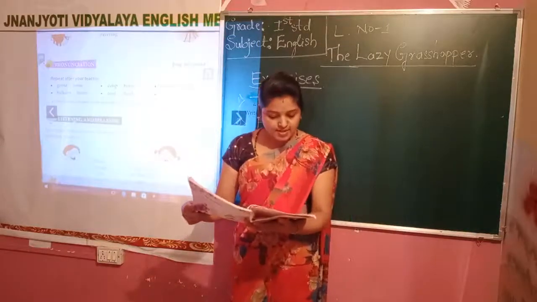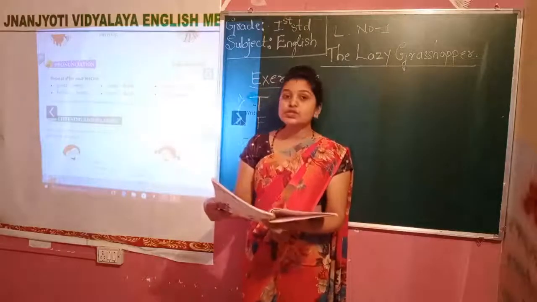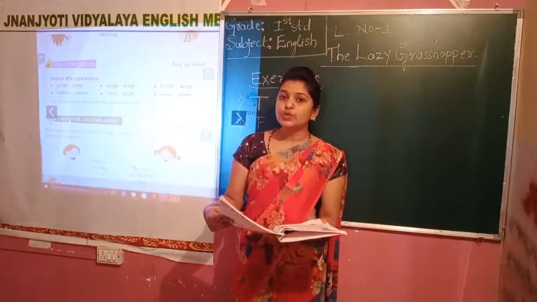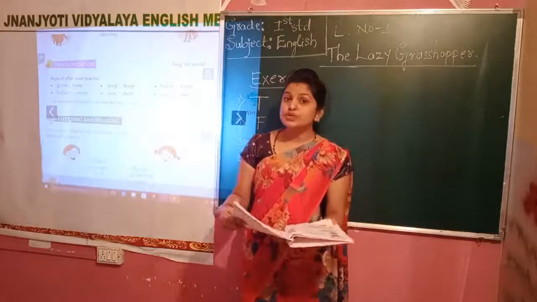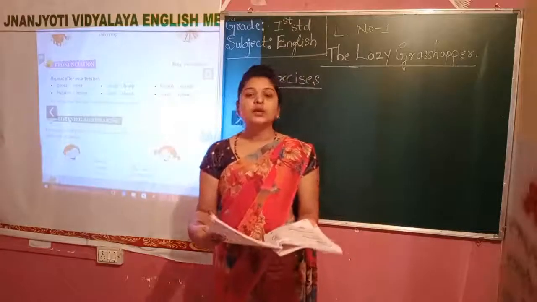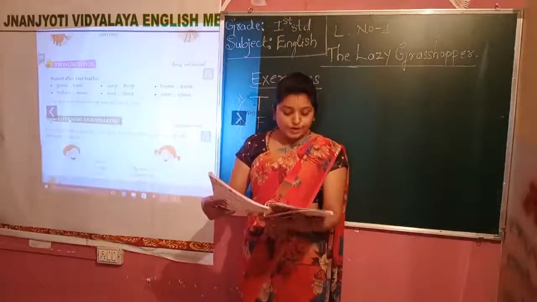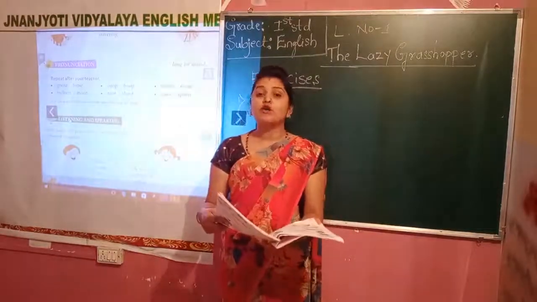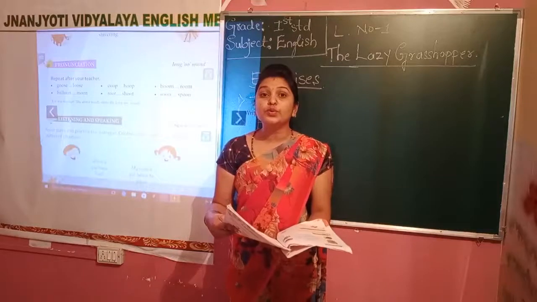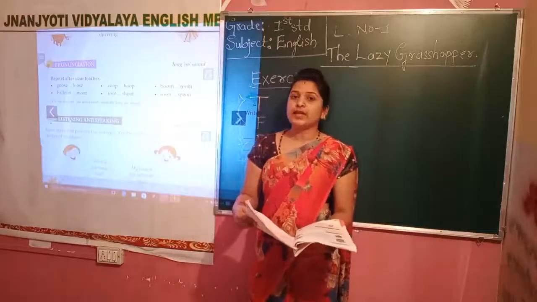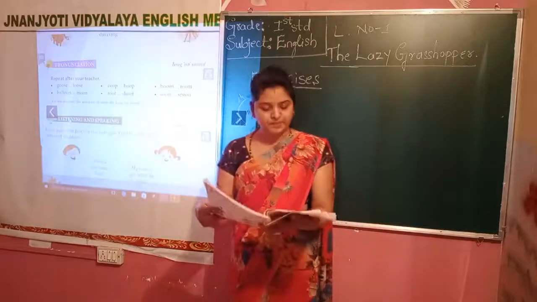Okay, children. Goose, loose. Goose, loose. These all are rhyming words. You should give stress, long stress to the double O. Loose, goose. Like this you have to pronounce it.